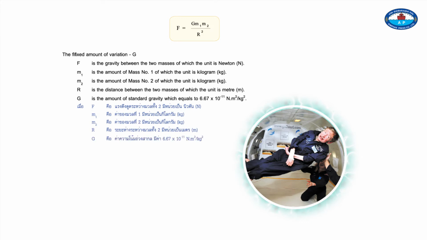m1 is the amount of mass number 1, of which the unit is kilogram. m2 is the amount of mass number 2, of which the unit is kilogram. R is the distance between the two masses, of which the unit is meter. G is the amount of standard gravity, which equals 6.67 times 10 to the negative 11 Newton meters squared divided by kilogram squared.